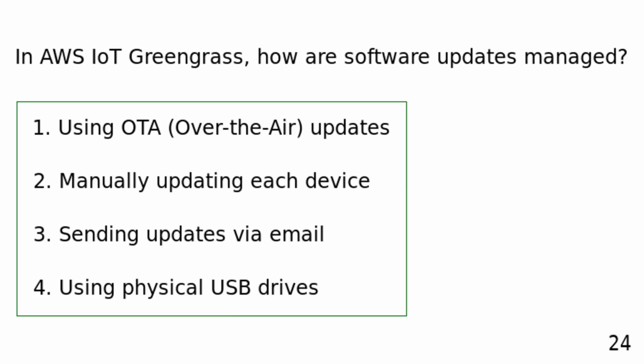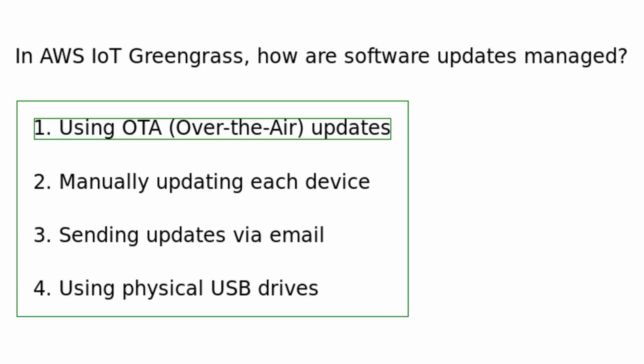In AWS IoT Greengrass, how are software updates managed? Using OTA updates. Manually updating each device. Sending updates via email. Using physical USB drives. OTA updates enable Greengrass to remotely distribute and manage software updates across IoT devices.